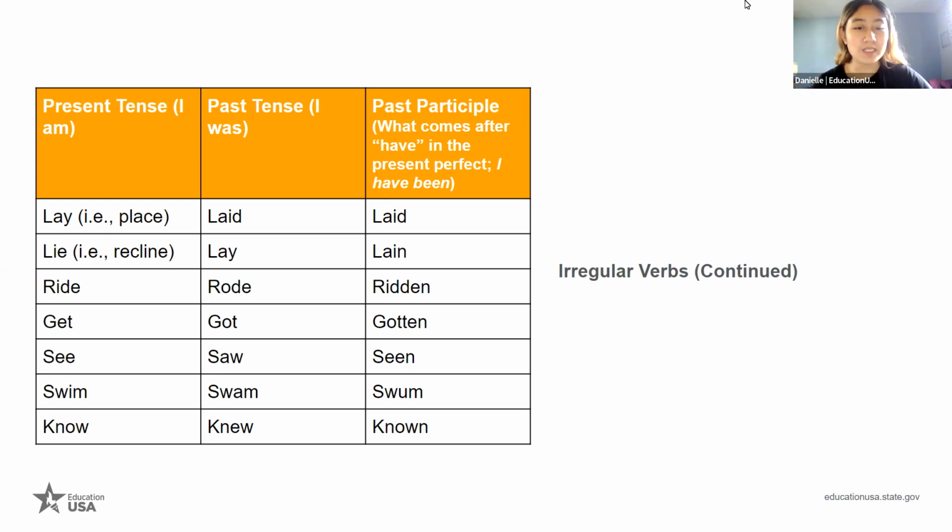I swim. I swam. I have swum. Okay, no one says swum. I'm gonna be real with y'all, but you guys can flex. People say, I swam across the Atlantic. We don't say swum, but swum is actually correct. So I don't know. English is kind of stupid. Anyways, lastly, I know English. I knew English. I have known English.